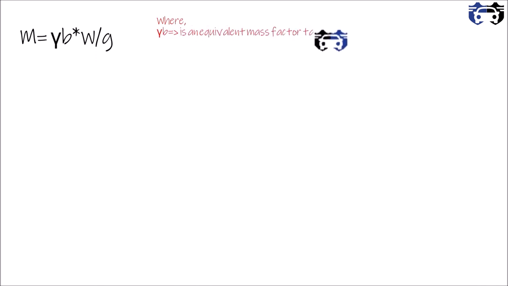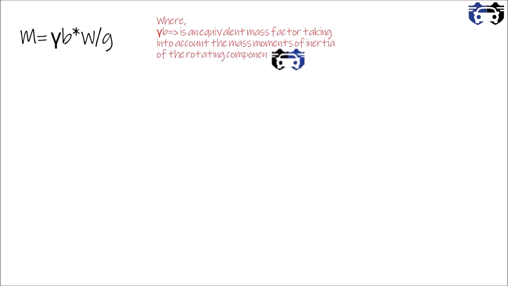Mass equals gamma B into W by g, where gamma B is an equivalent mass factor taking into account the mass movement of the inertia of the rotating components involved during braking. So this is our equation 1.